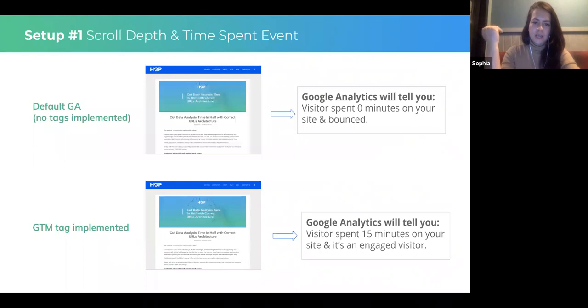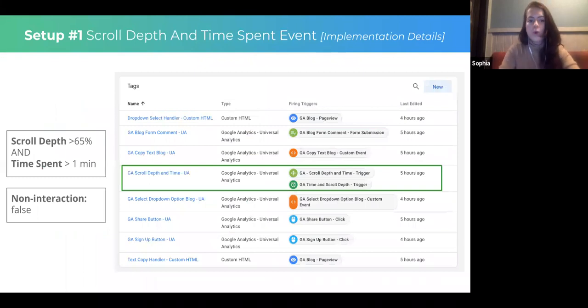But if you want to send accurate data and tell Google Analytics that the visitor spent 15 minutes, and it's an engaged visitor, somebody that is there for a minute and scrolls at least 65% of the page, it's an engaged visitor. So only by having this tag implemented, Google Analytics will track the correct data. I wanted to make sure you understand that this is also a tag that helps with data accuracy.